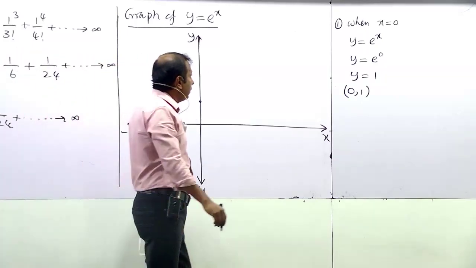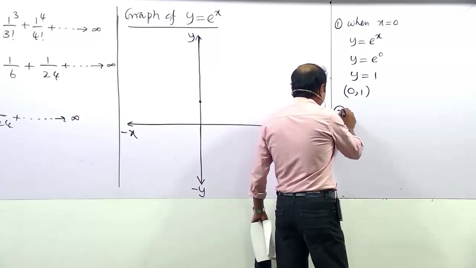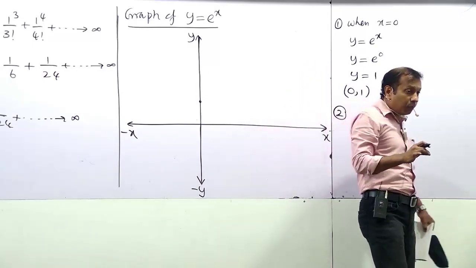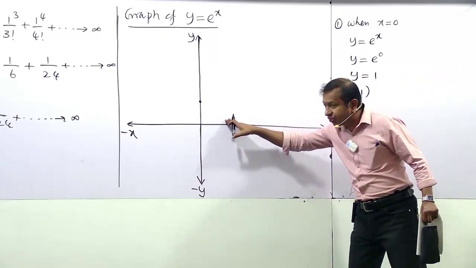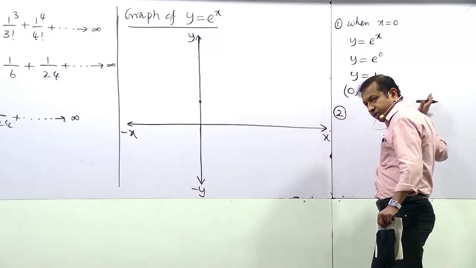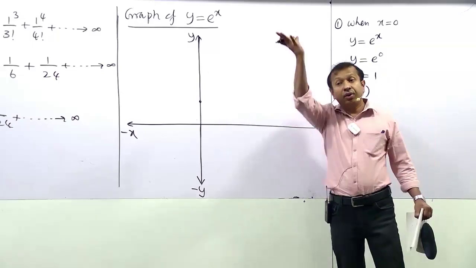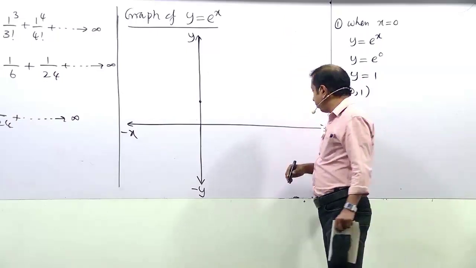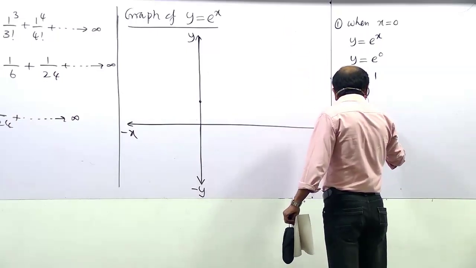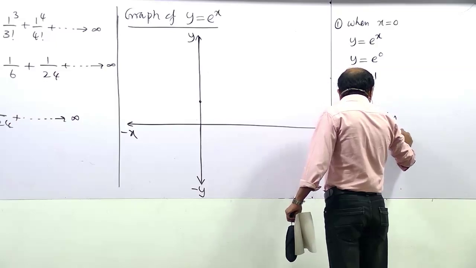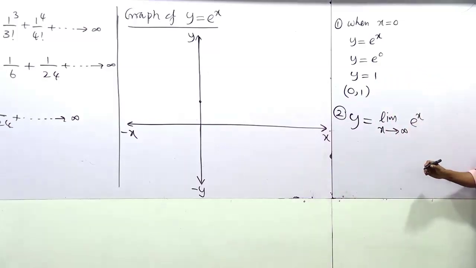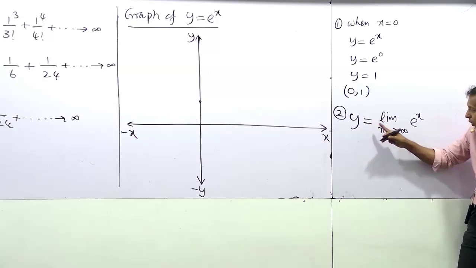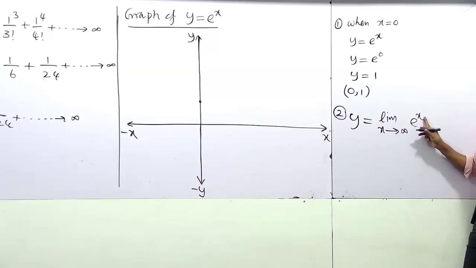Second point, to draw the graph, we need this. Number 2: I am going to find the y value when x goes to plus infinity. That means, when we move along the x-axis to this end. Plus infinity means this end. We are supposed to find the y value. For that, we do it like this: the y value is the limit of e^x as x goes to infinity. We need to find the y value when x goes to infinity.